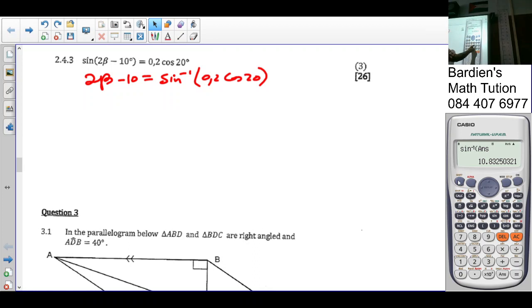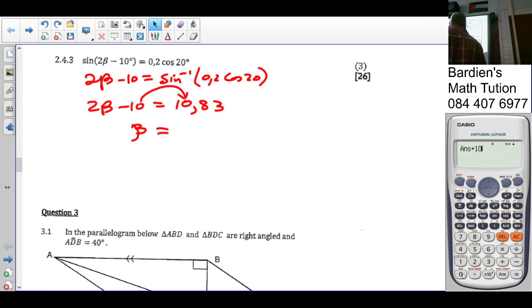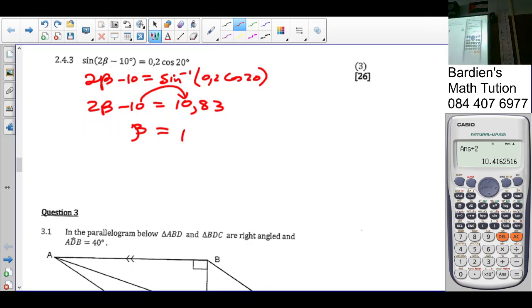Otherwise, I just did what I did on the board here. It's arc sine 0,2 cos 20, which is 10,83. You all okay with that? So 2 beta minus 10 is 10,83. 83 what? Degrees, of course. Okay. Now what do we do? Take the 10 over, so it becomes plus 10, and then divided by 2. So it's going to be 10,83 plus 10 divided by 2, which is 10,42 degrees.